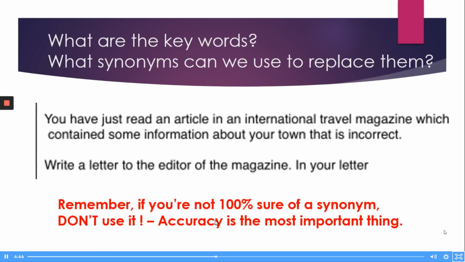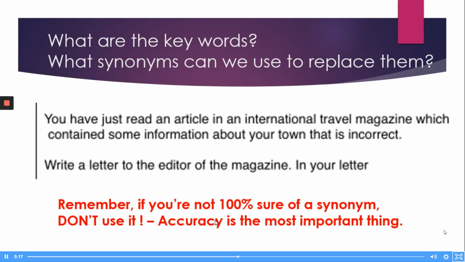So obviously, we're looking at keywords here. As far as a paraphrase goes, we need to think, what are the keywords so that we can use synonyms to replace them. So you read an article in an international travel magazine. Obviously, the fact that it's a magazine is important, it's a travel magazine is also important, and it's an international travel magazine, which is important. It contains some information about your town.